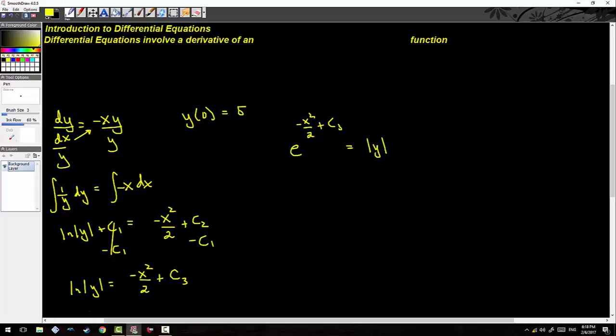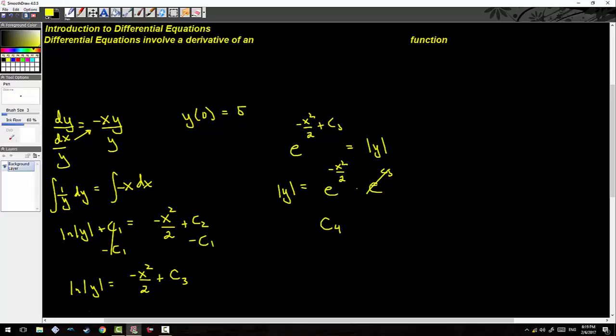Now again, I'm going to do exactly what we did 2 examples ago. Absolute value of y is equal to, now if I look at this expression right here, they both have the same base, right? Otherwise, I wouldn't be able to add the exponents. So I've got e to the negative x squared over 2 times e to the c3. Now, what is e to the c3? Well, that's simple. It's c4.